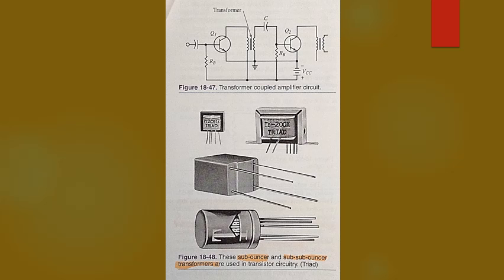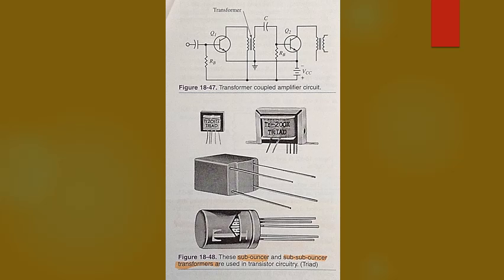The circuit in figure 18-47, top of the screen, shows two stages of transistor amplifier coupled with a transformer. Transistor Q1 has an output impedance of 20 k ohms, and Q2 has an input impedance of 1 k ohm. A severe mismatch and loss of gain results when they are directly connected. A transformer can match these impedances. In this case, a step-down transformer is required.